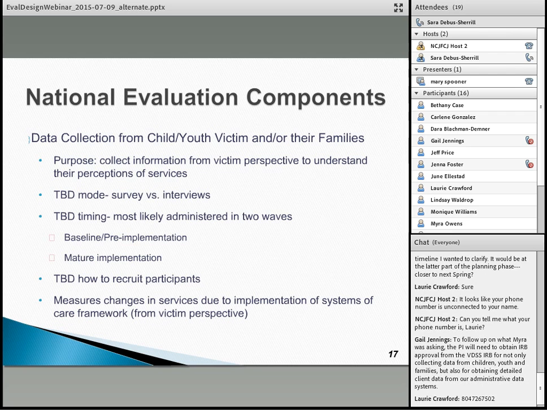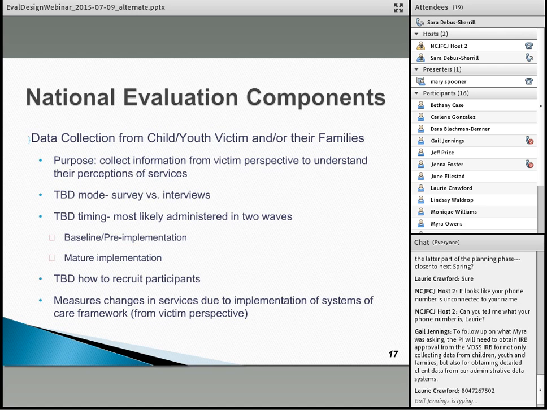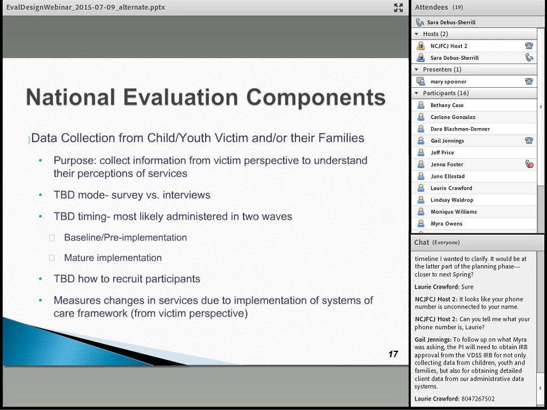Okay, so Gail is saying that... Gail, are you saying that we need to go through Virginia Department of Social Services IRB? Are you saying you guys will have to go through it? I've unmuted you, Gail, if you want to just answer. Yes. Either the PI will have to submit the paperwork or the lead for the Virginia project. I'm sure there's going to be some collaboration there, as you probably have more experience in completing the paperwork.